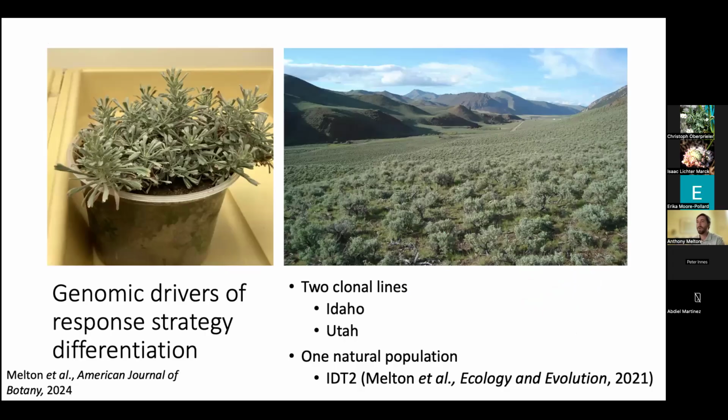Okay, so next we wanted to use that new reference genome to better understand what could be going on within the genome that could influence the results that we saw within the greenhouse experiment. So we had genomes from our 2 clonal lines, the one from Idaho and the one from Utah. And then we also had one from a natural population that had been published within a paper a couple of years prior to the assembly of this reference genome.